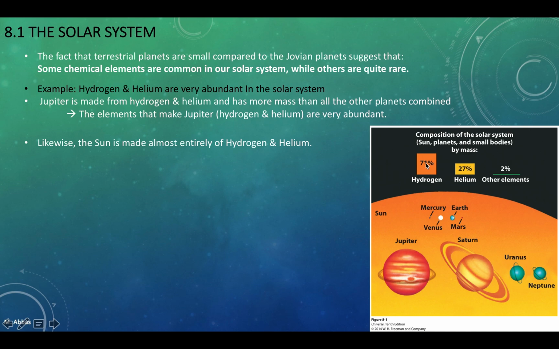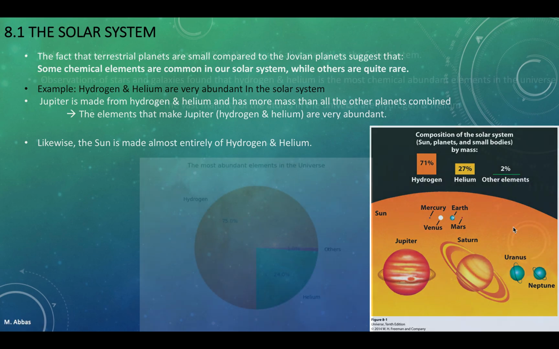We find that around 98%, this one combined with this one, around 98% of the solar system is made from hydrogen and helium. And only 2% of the solar system is made from other elements. What do I mean by other elements? Anything other than hydrogen and helium. For example, oxygen, carbon, nitrogen, iron, diamond, and all of the other elements you hear about, and they only make 2% of the entire solar system.